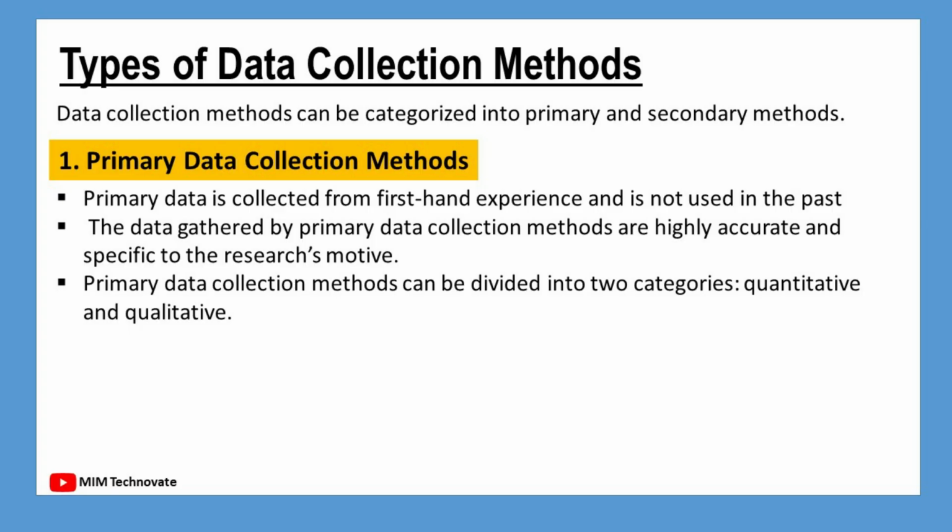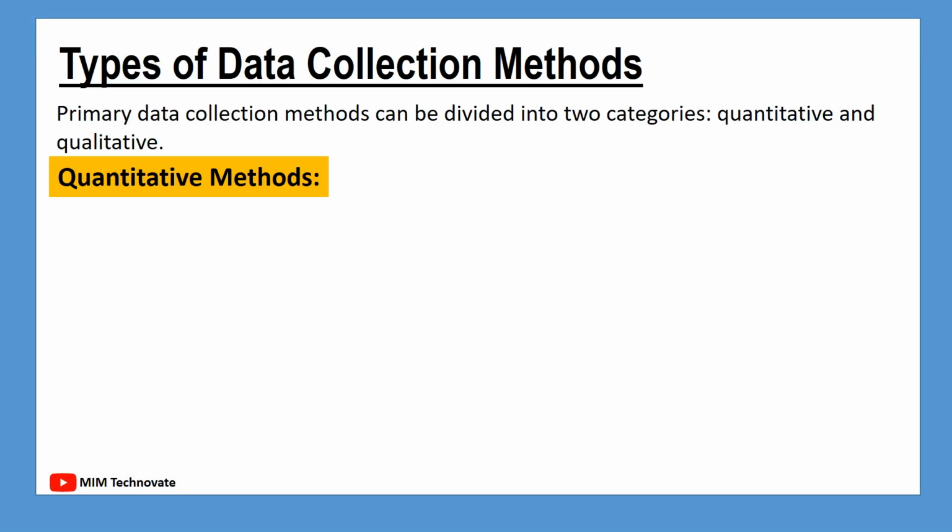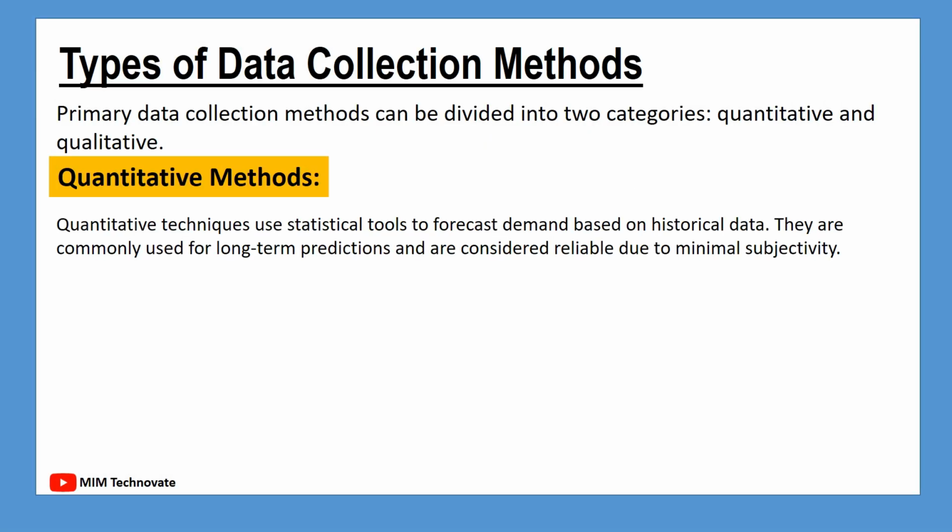Primary data collection methods can be divided into two categories, quantitative and qualitative. Let's learn them in detail. Quantitative methods. Quantitative techniques use statistical tools to forecast demand based on historical data. They are commonly used for long-term predictions and are considered reliable due to minimal subjectivity.